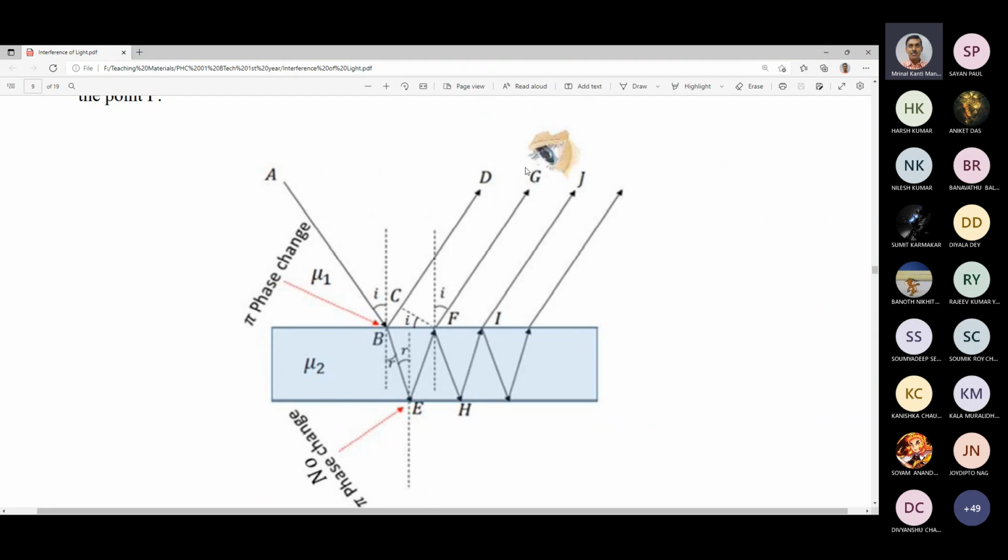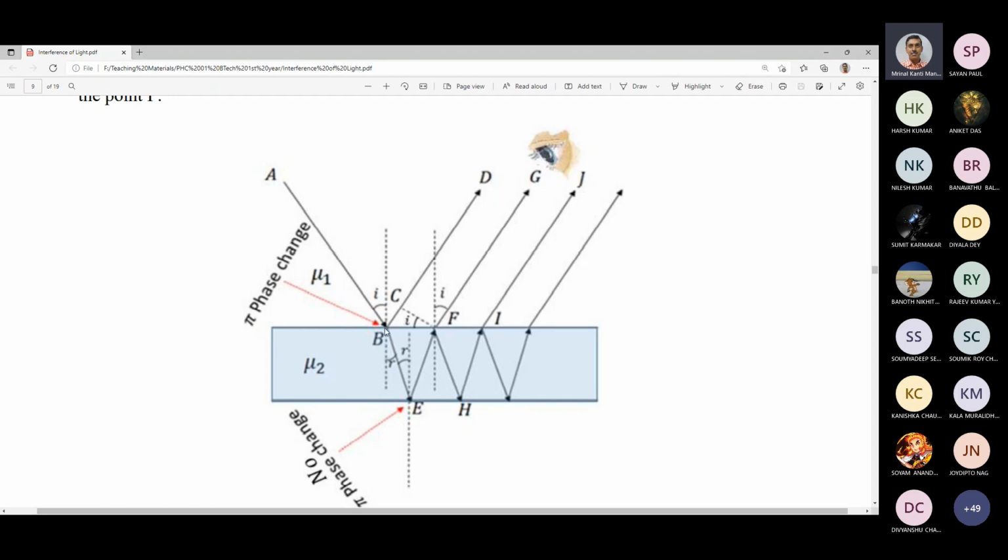Suppose some point is P here, which is the point of interference. So CP and FP, this is the same path, equal path. So there is no path difference. So path difference is introduced in this region.